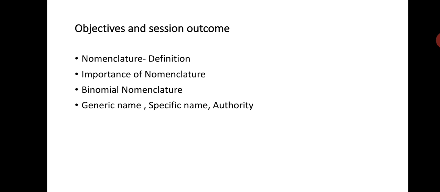So in the previous classes we have discussed systems of classification, that is Bentham and Hooker, Engler and Prantl, Hutchinson, Cronquist, etc. So in today's session we'll be talking about nomenclature, importance of nomenclature, binomial nomenclature, what is a generic name, a specific name and authority, etc.